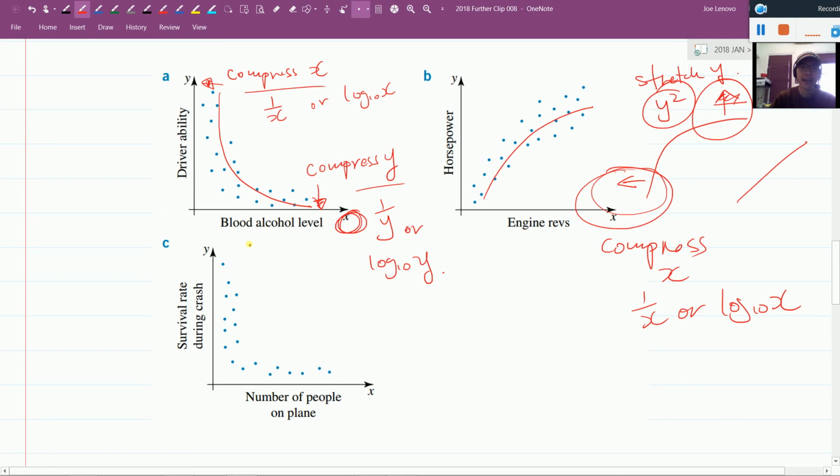Okay, the last one is basically the same situation as A. You try to make this go backward or make this go up. Just like this, you want to turn it into a straight line, you do these two actions. Exactly the same as A.